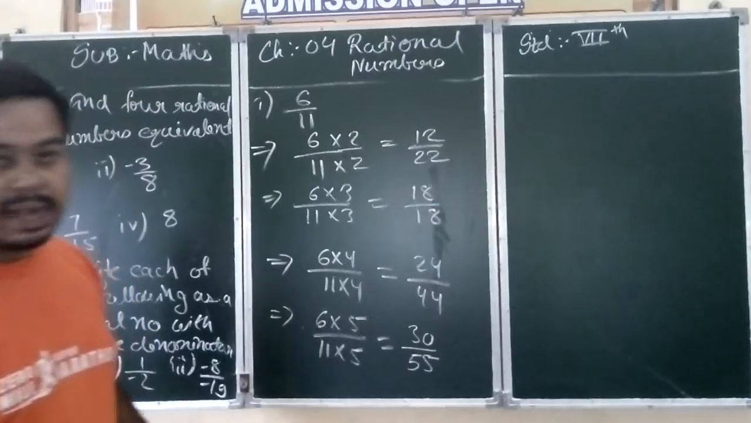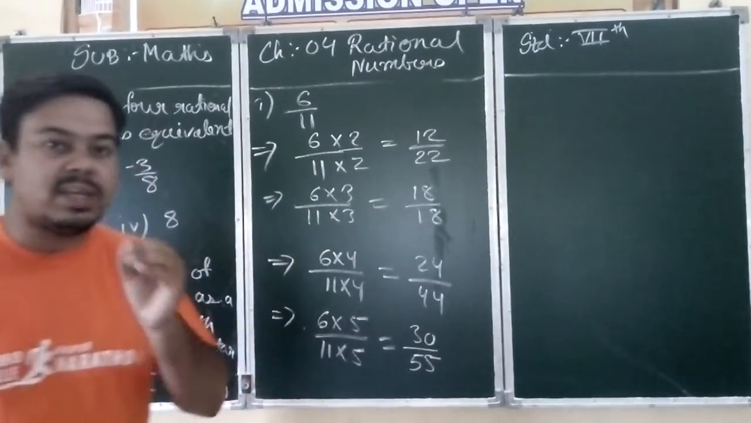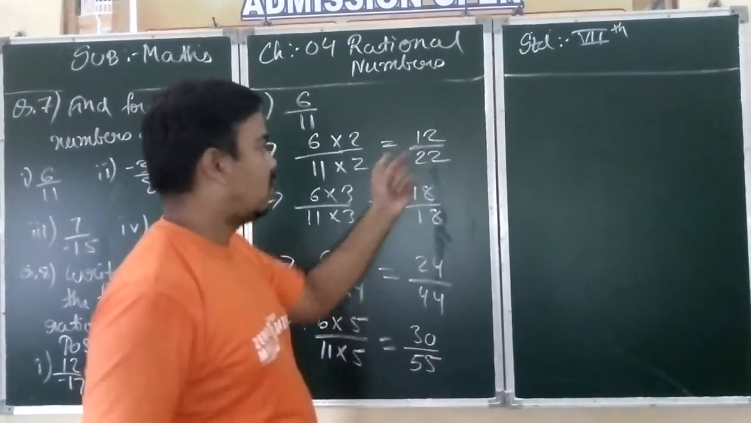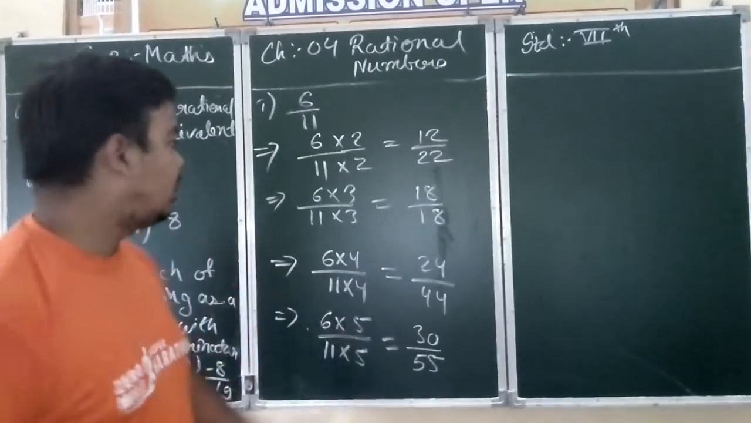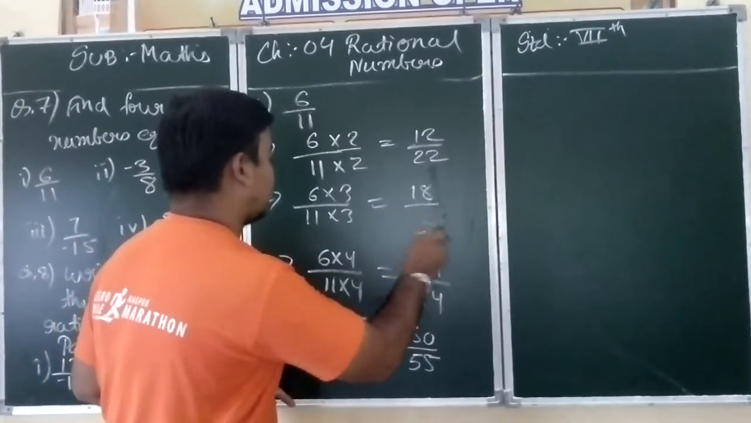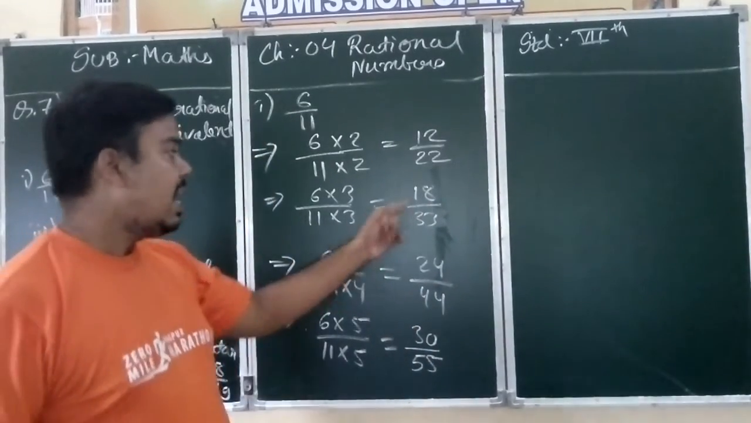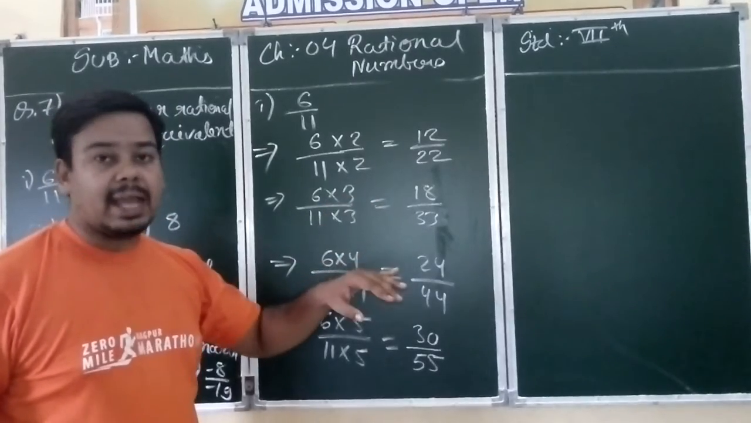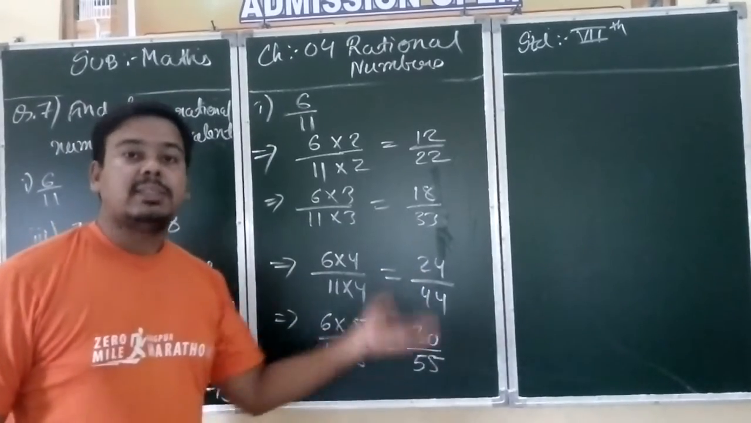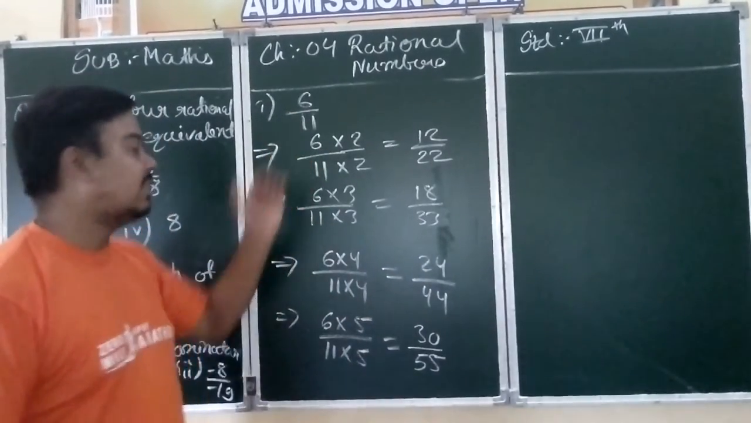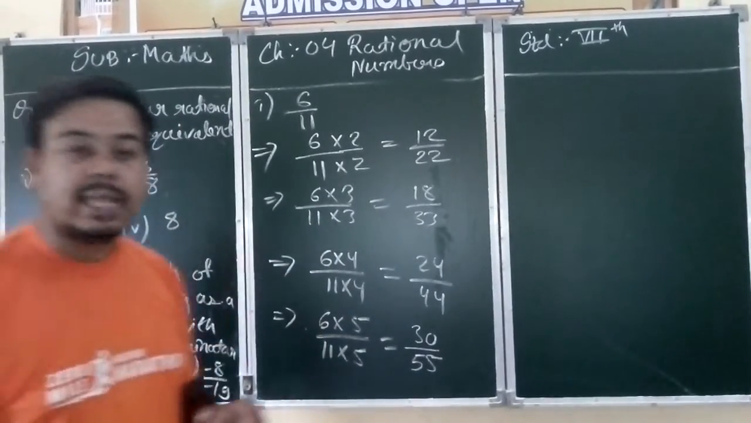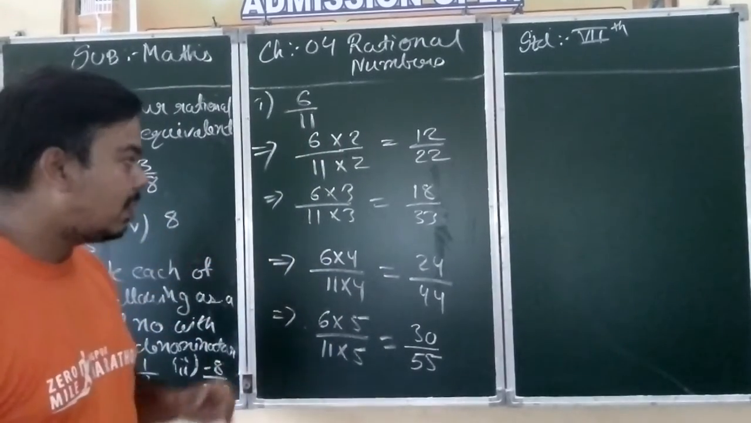This is the equivalent rational number. Why do we say equivalent rational number? Equivalent rational number means if we cancel 12 by 22, changing into standard form, it is 6 by 11. 18 by 33, again changing into standard form, the answer is 6 by 11. 24 by 44 changed into standard form, the answer is 6 by 11. 30 by 55 again changed into standard form, the answer is 6 by 11.